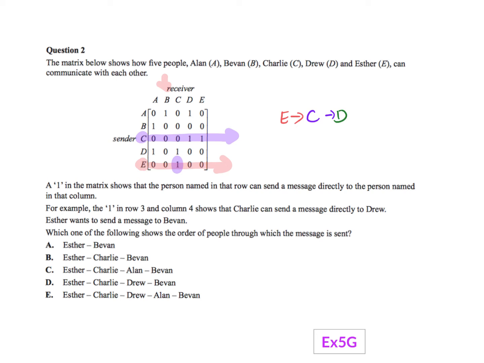So now we're on Drew. So we go down to Drew. Who do we want to get to? Oh yeah, so Drew can go to Alan. So it goes to Alan, and then we're on Alan, and Alan can go to Bevan. So where's that one? That is E.